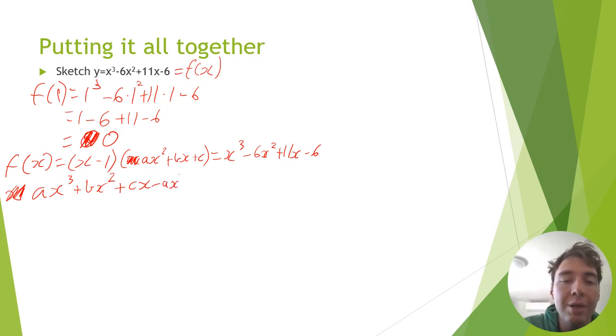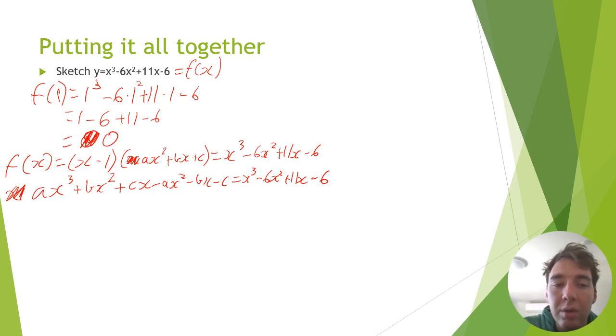And then I'm going to match up my coefficients on the left-hand side with my coefficients on the right-hand side. So minus bx minus c, and that's going to be equal to that same stuff that we've got on the right-hand side: x cubed minus 6x squared plus 11x minus 6.